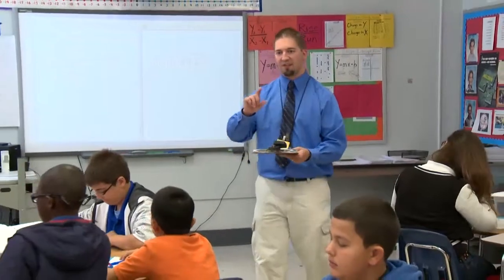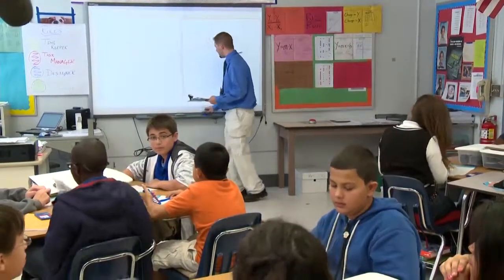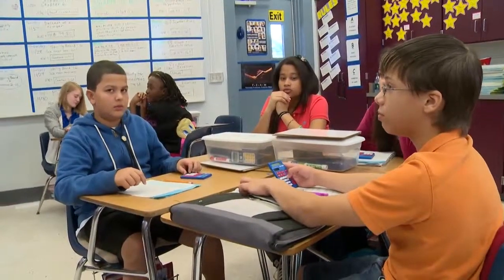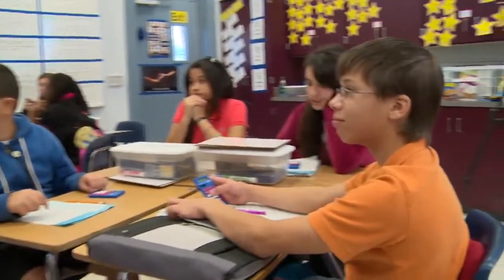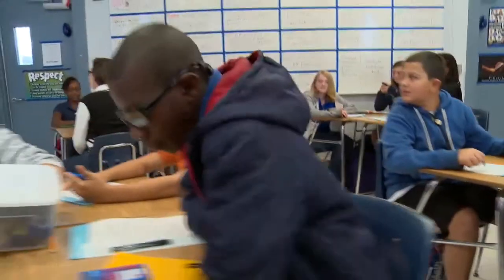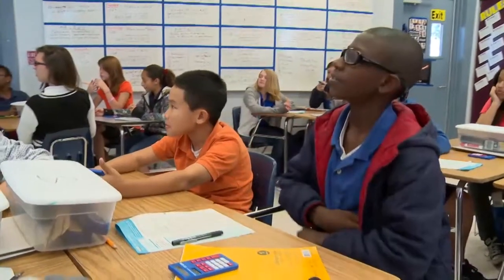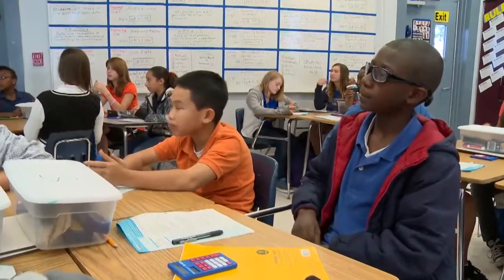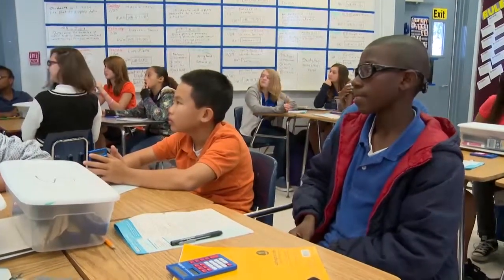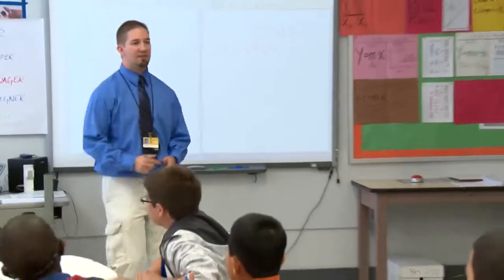Jacob, what did your team come up with? Tell me what the calculator said first. It said 37.373 something. Anybody still have it on their calculator? Alex? 0.37, 36.25. 36.25, okay. Does that mean $3,336.25? No. What does that mean?